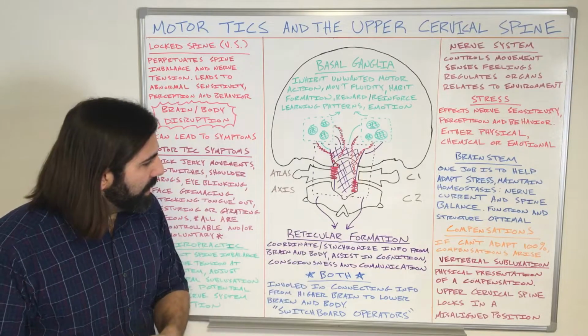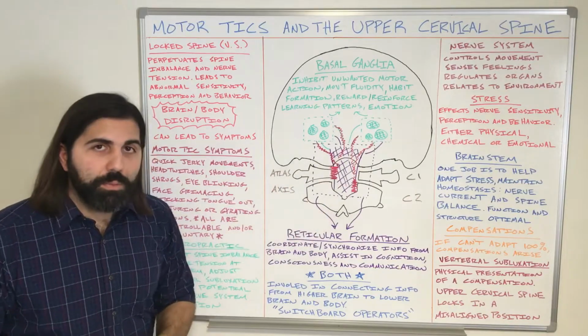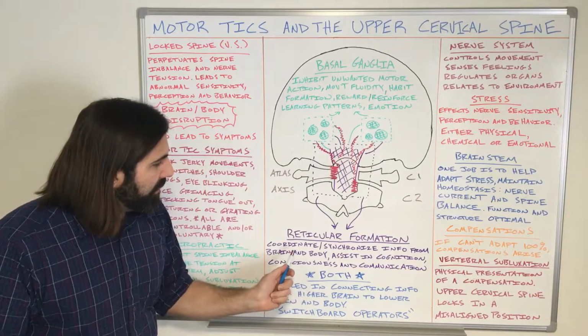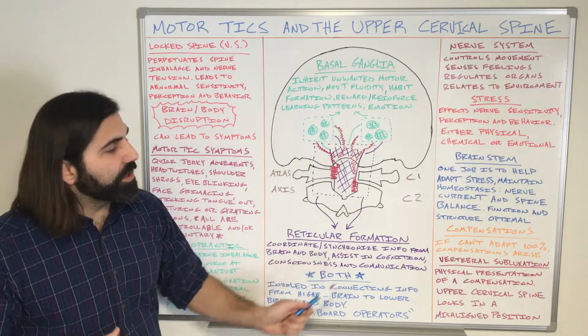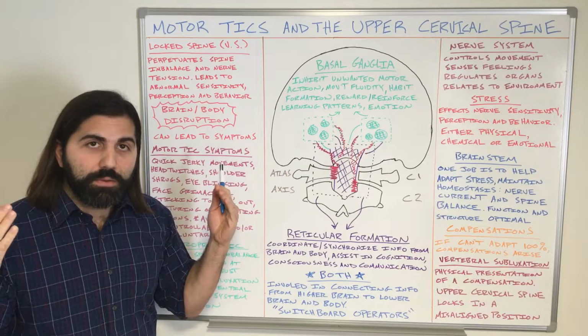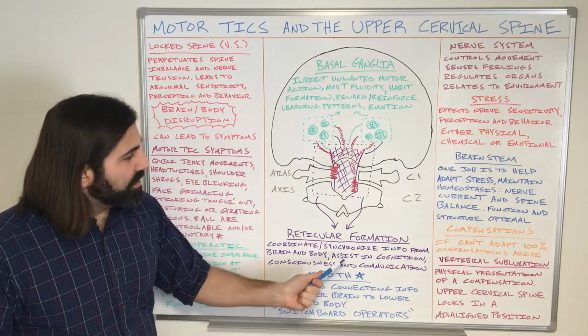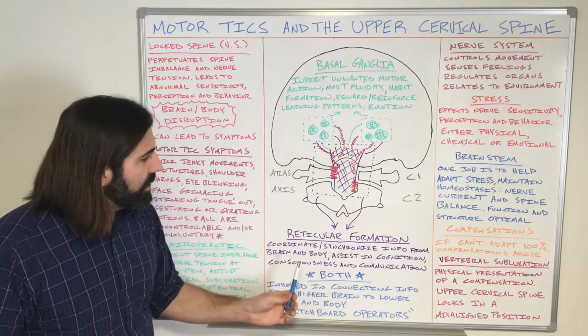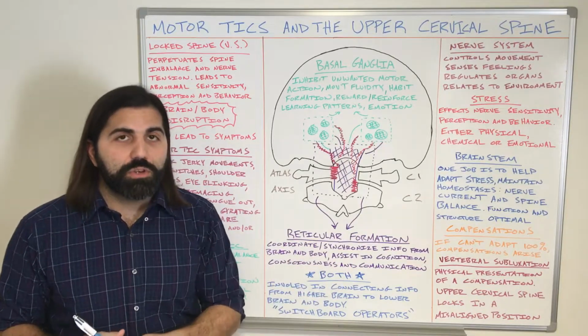The reticular formation is found primarily in the brainstem, and its main function is to help coordinate and synchronize information from the brain above to the body below. It also helps assist in cognition, consciousness, and communication.